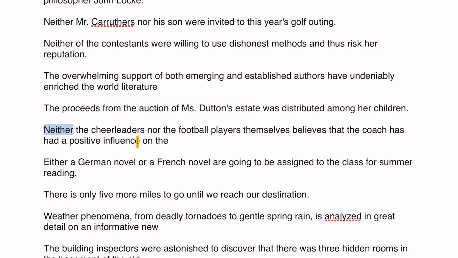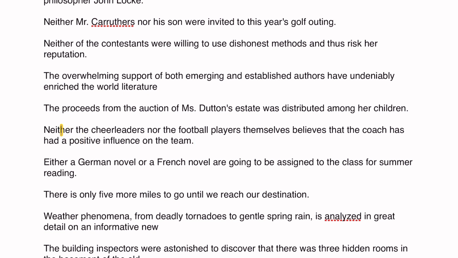Neither بدأنا بالneither اهو. The cheerleaders nor the football players themselves believes that the coach has had a positive influence on the ايه ده، وانا شلت بقية الجملة ازاي؟ team ثواني بس. On the team. Sorry. Neither the cheerleaders nor the football players themselves believe the coach has had a positive influence on the team.